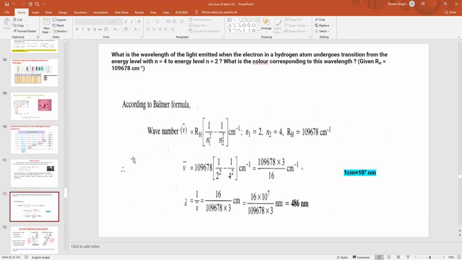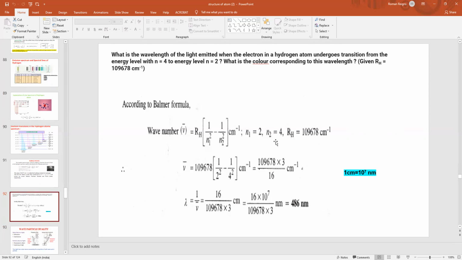Here you can see they are talking about the emission spectra of hydrogen, and the electron is coming from n equal to 4 to n equal to 2. That means the final state is n equal to 2, so they are talking about the Balmer series. Okay, clear, they are talking about the Balmer series.